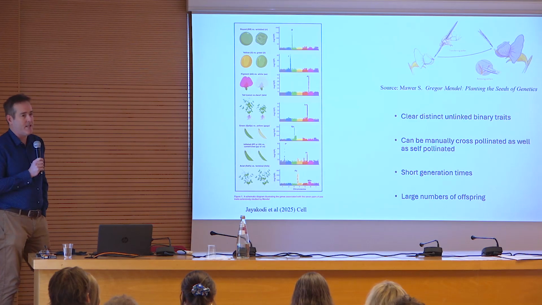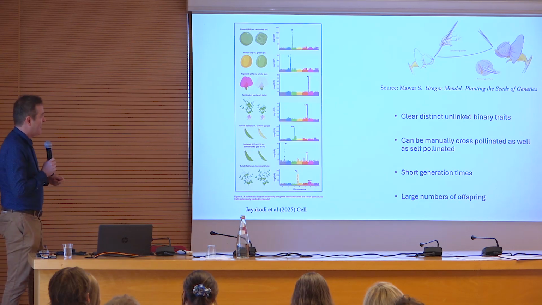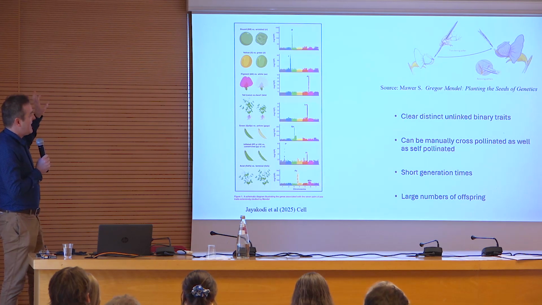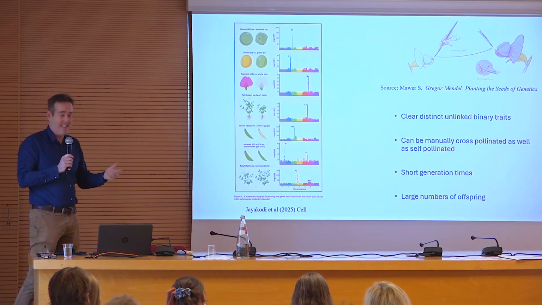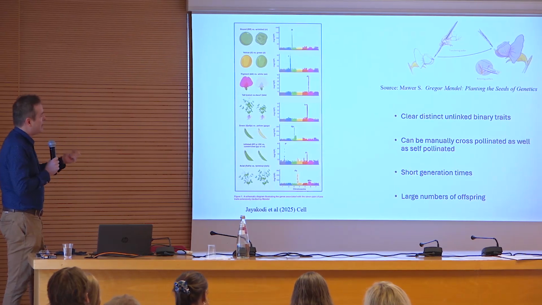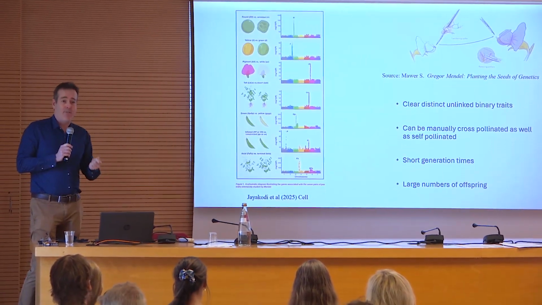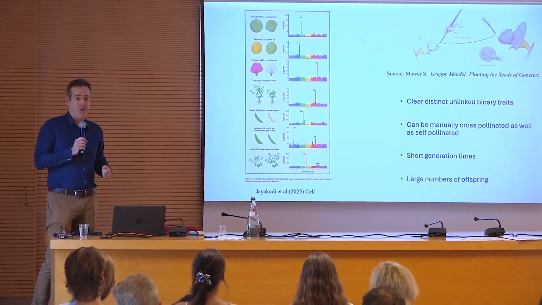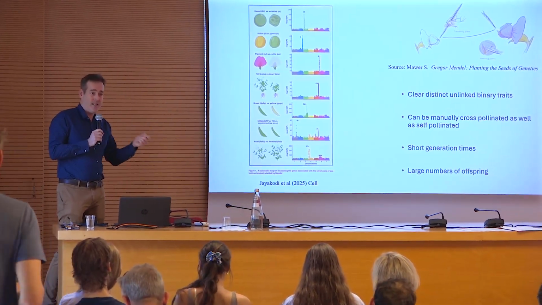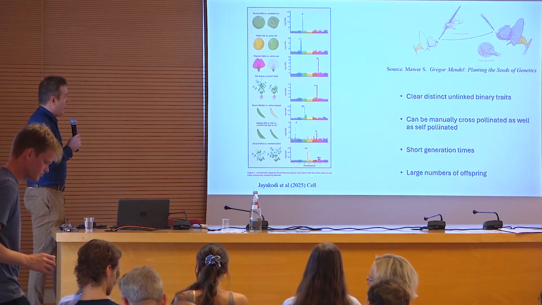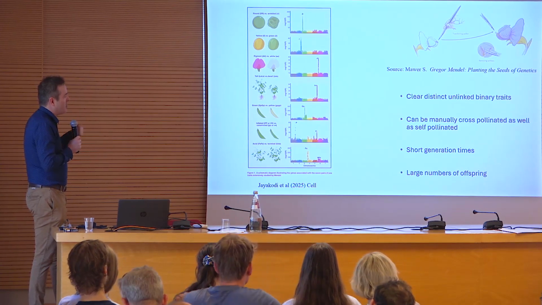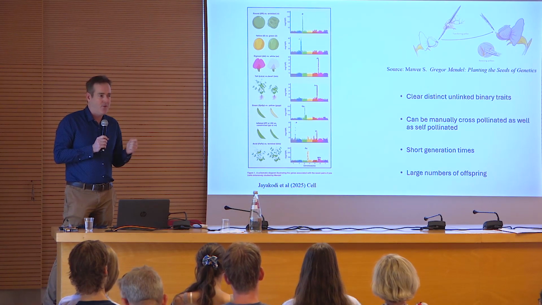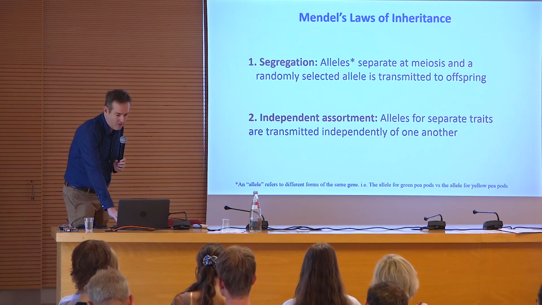And it was rather fortuitous because the pea plant is a great model for understanding Mendelian genetics. You've got a number of very clearly distinct binary traits, which happen to follow what we now call Mendelian principles. And the genes underlying these traits, as it turns out, happen to be on different chromosomes or very far apart on the same chromosome, which is really useful for his second law that we'll talk about in a second. You can also manually cross-pollinate and self-pollinate the plants. They have very short generation times and large numbers of offspring. So a really great model for demonstrating genetics.